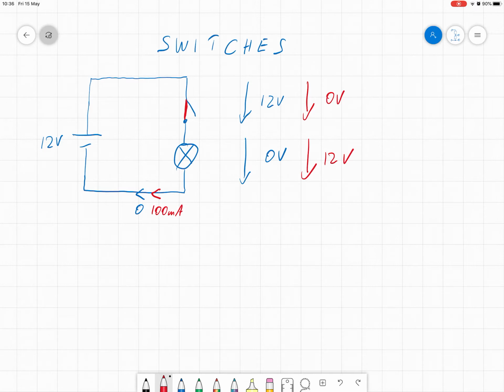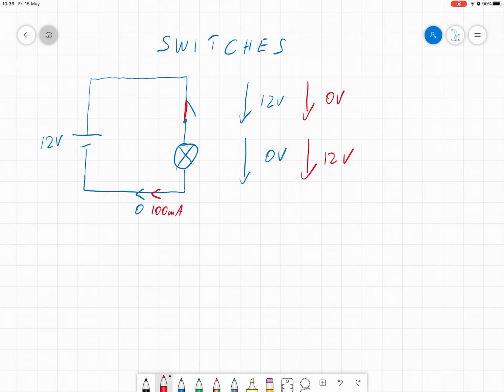So we see a change in voltage across the switch and a corresponding change in voltage across the light bulb. And that is how the switch operates. It either lets the current through, in which case we have no voltage drop, or it stops the current at that point, in which case the voltage drops across the switch.